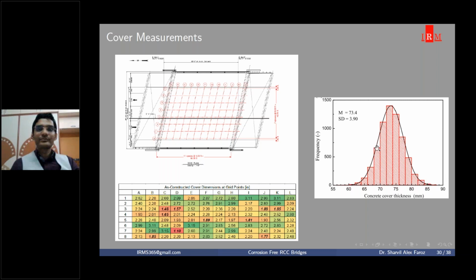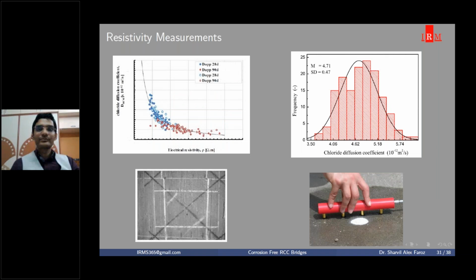It tells you that when you specify a concrete cover of 75 mm, but when we did the actual measurement, we found that the concrete cover ranges from 60 mm to 85 mm. So there is a distribution of values. This is expected because it is a huge structure, and there are bound to be slight variations in the specifications. But it is important that we note down this data once the construction is completed. Why we are doing that, I'll tell you.